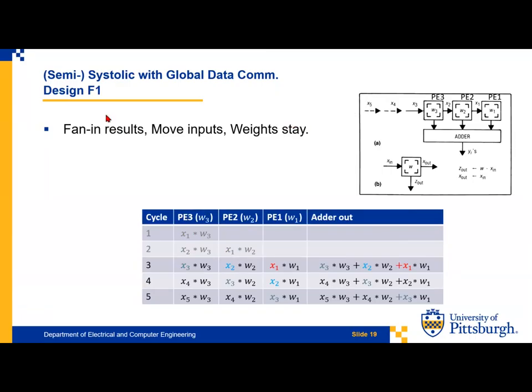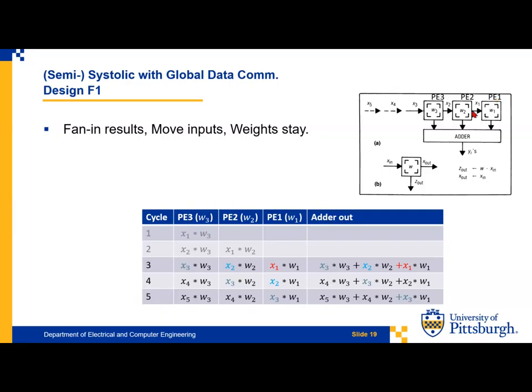Okay, and the last design for the semi-systolic is the F1 type. Yeah, here the definition is showing here: Z out is the multiplication, W1 times the X in, and the Z out will be accumulated by the adder to get the final result. So at the third cycle, the weight stays in each processing element, right?